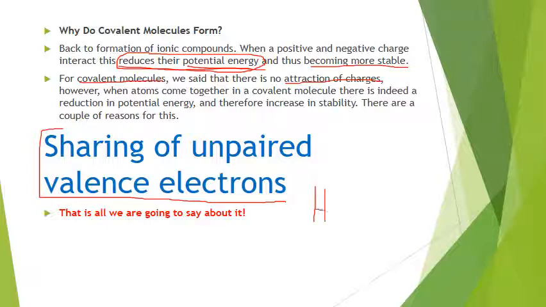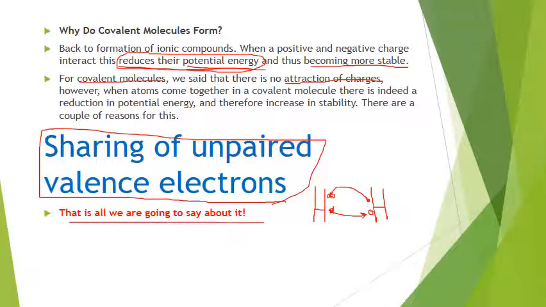For instance, let's take a look at hydrogen. This is the Lewis dot structure for hydrogen. This electron could go into a hole where there's an unpaired electron, so this is an unpaired electron. Now this is paired up. Now it has a pair. Basically it's sharing another atom's unpaired electron, and you get the same effect over here. That's all we're going to say about it. What stabilizes the atoms in a covalent molecule is the covalent bond, and a covalent bond is a sharing of unpaired valence electrons.